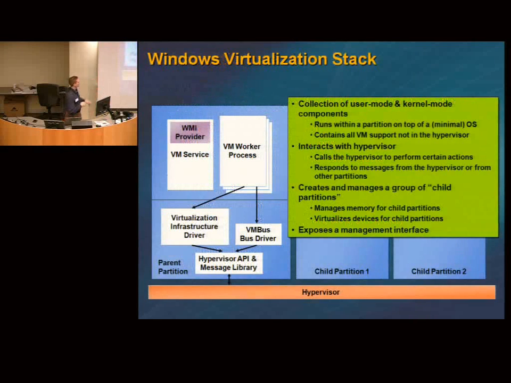So here's an architectural diagram. You can see the hypervisor stays very small down here, and then the parent partition is on the left. And the line represents kernel mode, user mode. So some of the Virtualization Stack is up in user mode, some of it is down in kernel mode.